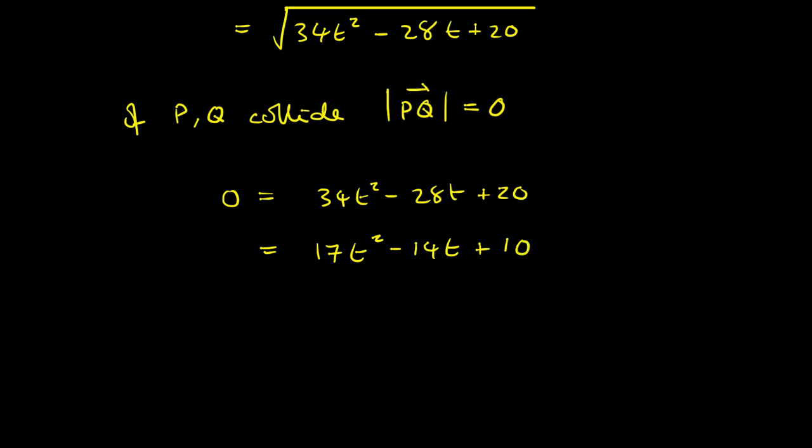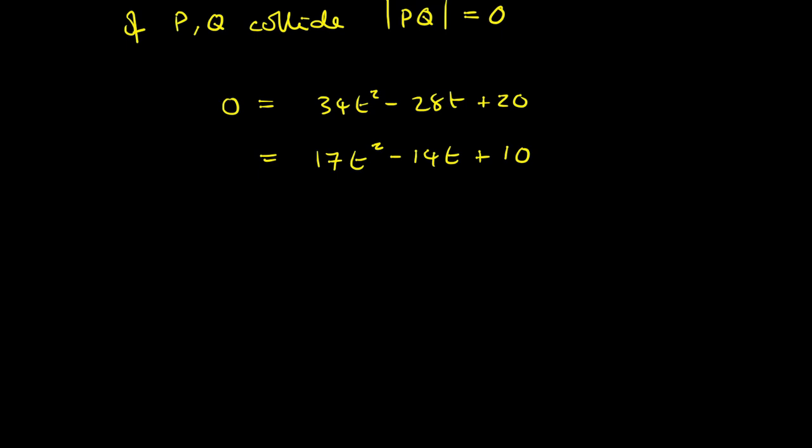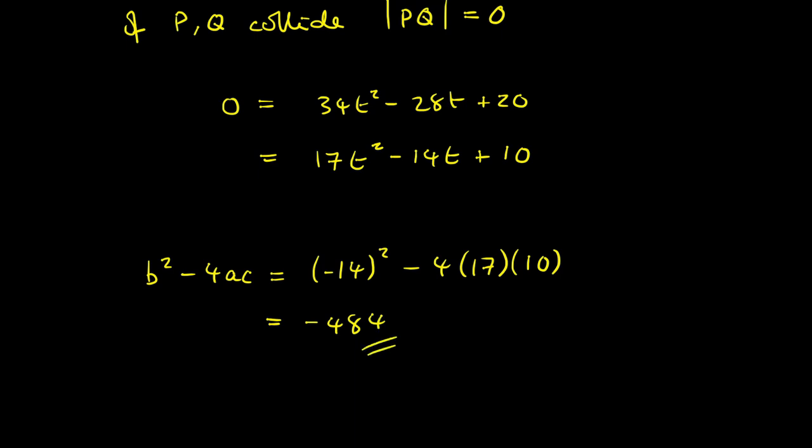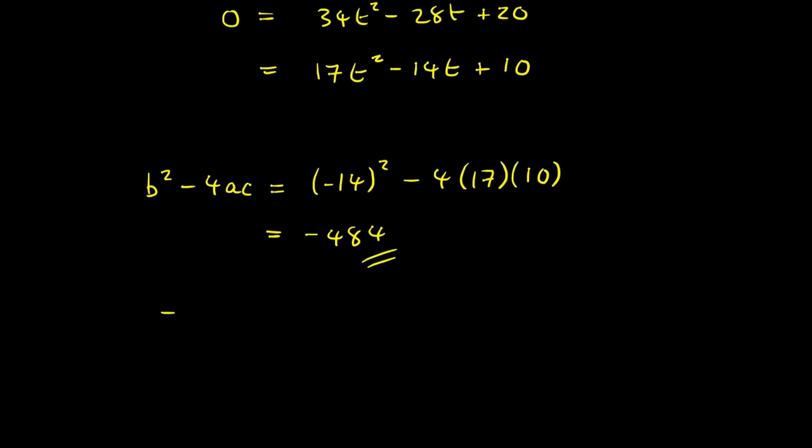Okay, and can we show basically that this is never solvable? How can we show that? Well, we can find the discriminant because this is basically a quadratic. So the discriminant b squared minus 4ac is equal to negative 14 squared minus 4 times 17 times 10. Okay, and if I stick that all into a calculator, I get negative 484. So the key thing there is the discriminant is negative, right? So there are no real solutions to this quadratic, and hence the particles P and Q do not collide.